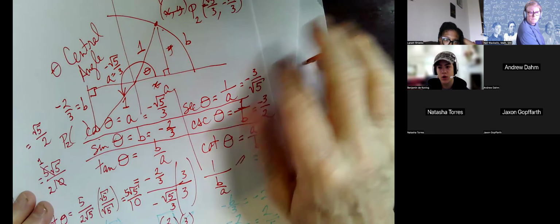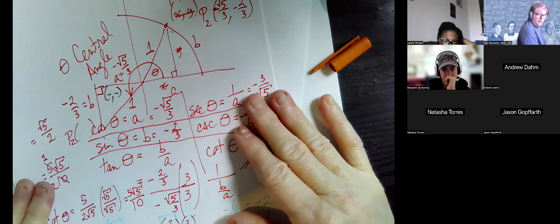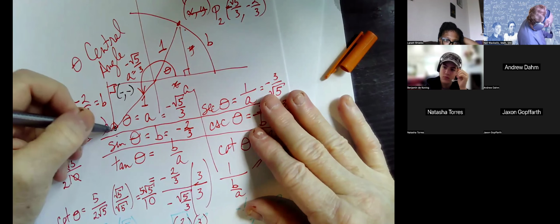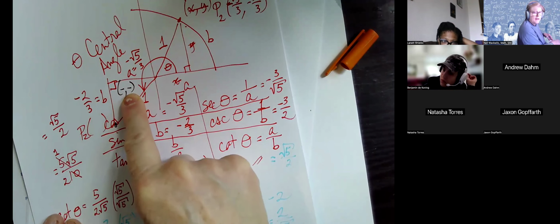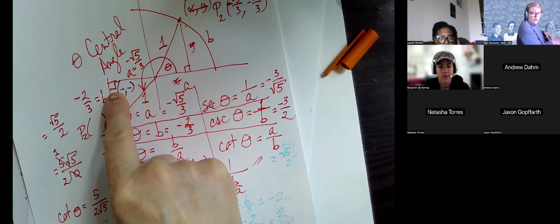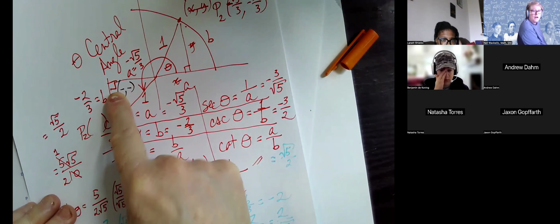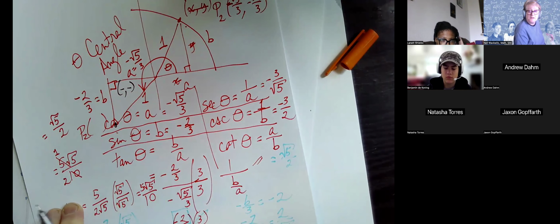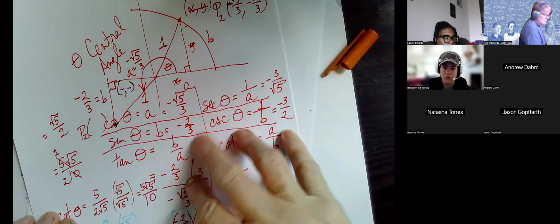Because both x and y are negative. Good. So the third quadrant is negative, negative. That means sine and cosecant go with the second negative, so they're both negative. Cosine and secant go with the first one, so they're both negative. Why are tangent and cotangent positive? Because a negative divided by a negative is a positive. Perfect.